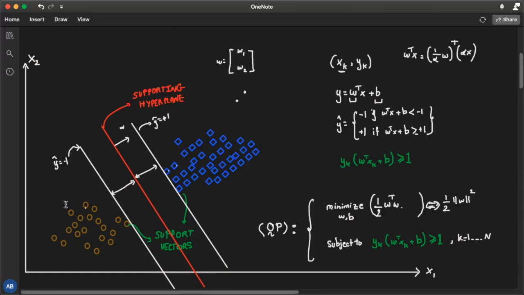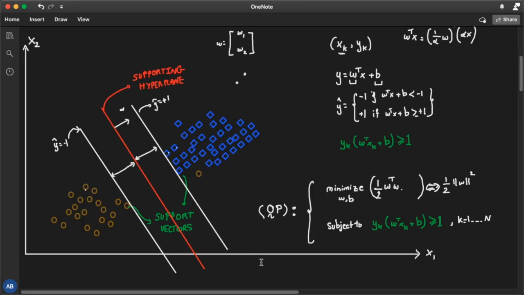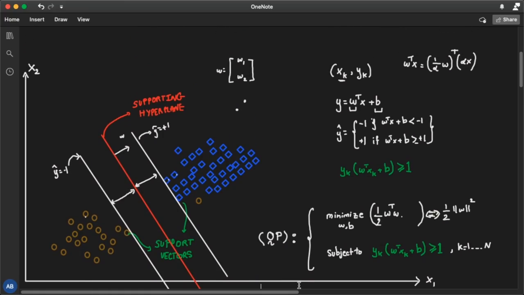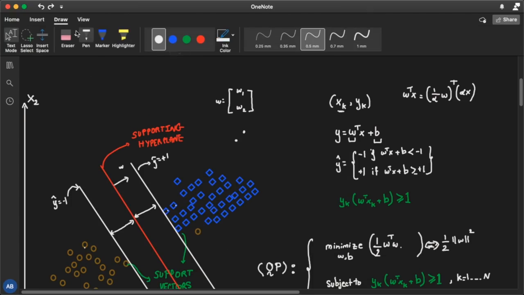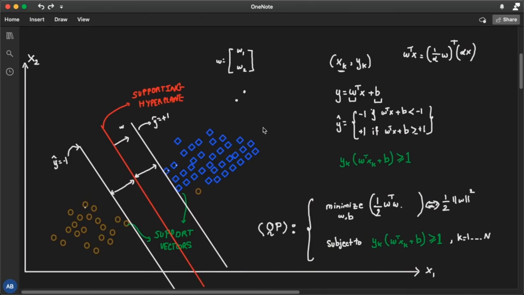Let's say I've got one of those circle points right over here, right? So the first question is, is my data linearly separable? Well, if it weren't for this annoying point right here, then yes. But this point is really annoying. That's what we call in statistics an outlier. It's a point that's a misfit. It doesn't belong where it actually belongs.